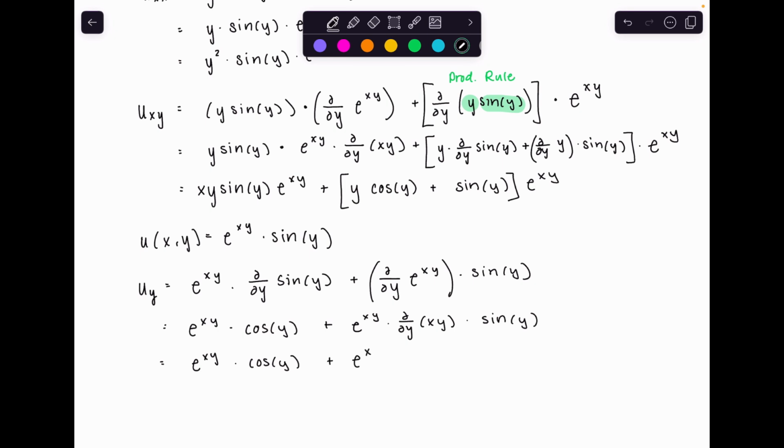This is e to the xy. Derivative of that with respect to y is x. And then times sine of y.